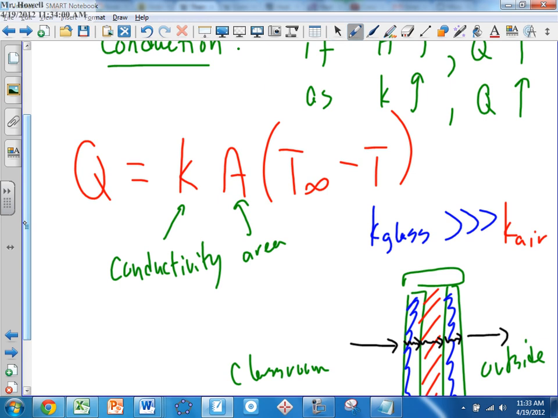If K is a bigger value, if the conductivity is high, the heat will transfer faster. If A is a bigger value, if there's more surface area, the heat will transfer faster. Now, this T infinity, anybody remember what I said that was? Good. The environment, we'll call it, or the room, very good, or the outer temperature. So the temperature of the environment, represented by T infinity. Yeah. This is the temperature of the surface.